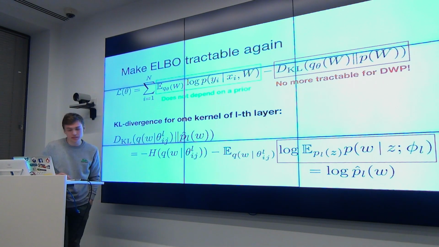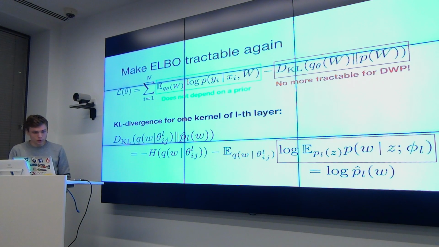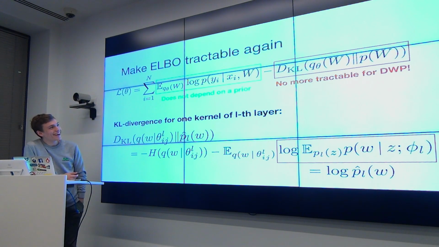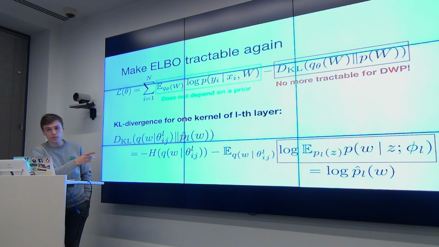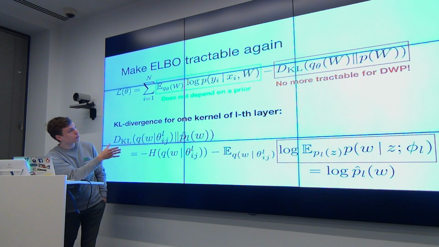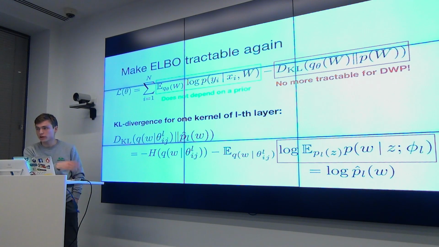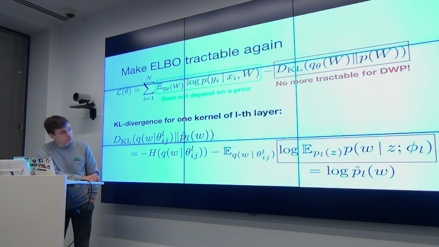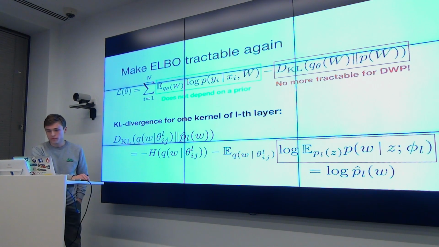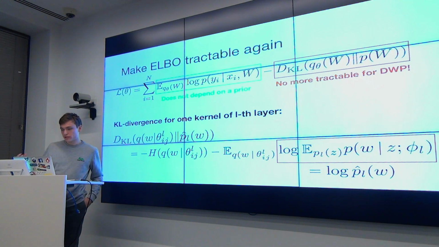Let's consider it in more detail. So, as George mentioned, to compute the evidence lower bound, we need to estimate the data term, which doesn't depend on the prior, so we have no problems here. And the second term is the KL divergence. And actually it depends on the prior distribution in a principal way.